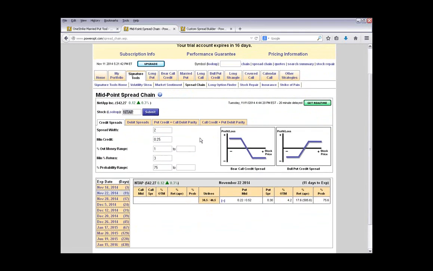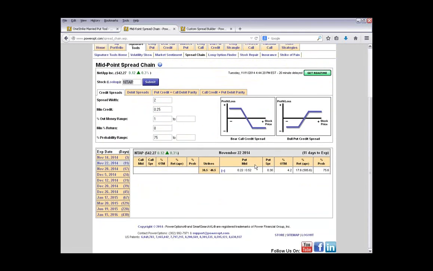So just some basic views. And here we see the bull put credit spread that best matches that criteria. It's 11 days out to expiration, with the stock currently at 42.27. We're showing that we could sell the 40.5 strike and buy the 38.5. A 30-cent net credit against a 2-point spread would give us a 17.6% yield, a 75.6% probability.